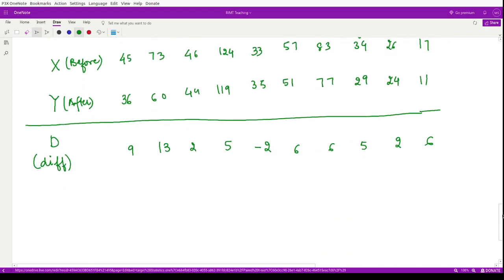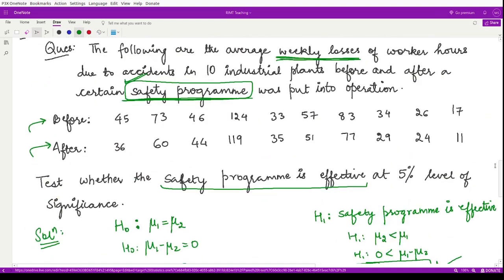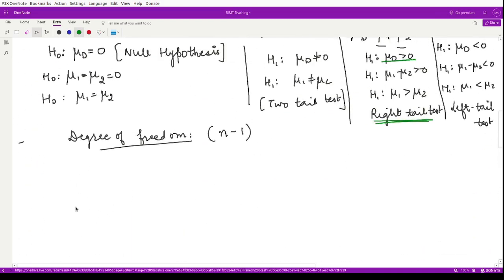Now corresponding to this d, one thing that I have not told you here is how to compute t in this case, that is the most important. So here you will compute the t by evaluating the mean of the newly created random variable divided by the standard deviation of the newly created random variable. Here the population mean would always be 0, because in this case we will test whether mu d is equal to 0 or not. This is for the null hypothesis.